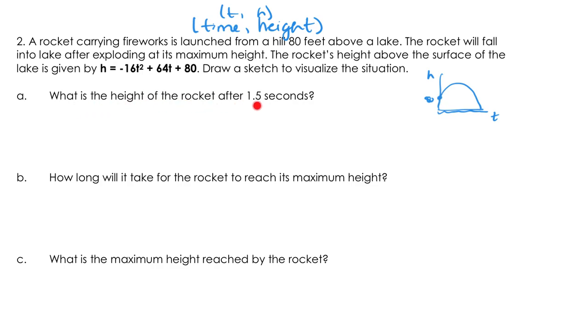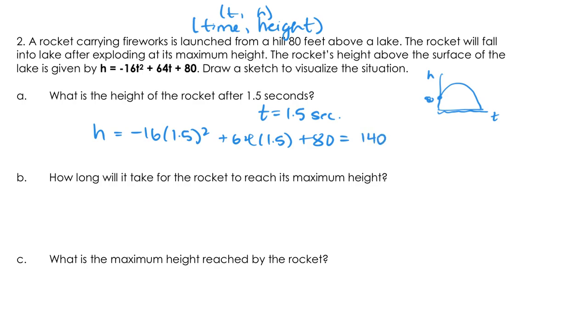So what is the height of the rocket after 1.5 seconds? So we know that t is equal to 1.5 seconds. And we can just plug that into our equation. h equals negative 16 times 1.5 squared plus 64 times 1.5 plus 80. And so put that into your calculator and simplify. You might pause here and then see that you should get 140 feet. So after 1.5 seconds, the firework is at 140 feet.